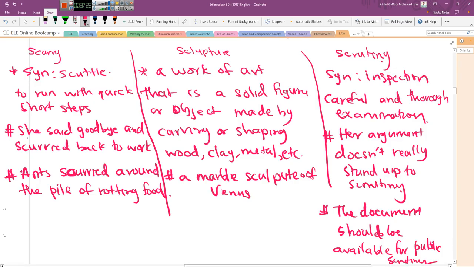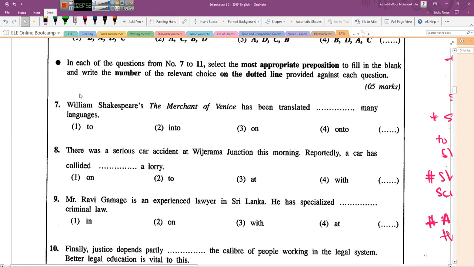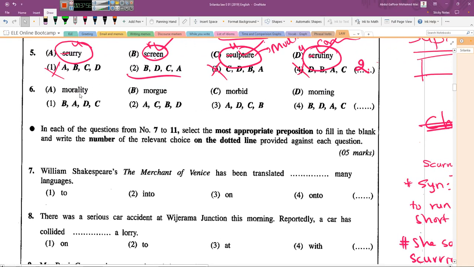Okay, which means the document can be inspected by the public as well, right? So now her argument does not really stand up to thorough examination, right? What does it mean? Okay, if you don't understand the meaning of this sentence, just leave it and observe how the word is used in our day-to-day sentence formations, right? Okay, that's all. Now we'll move to the next question, right?